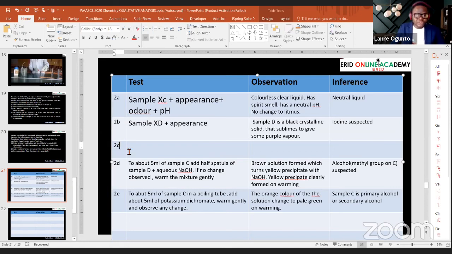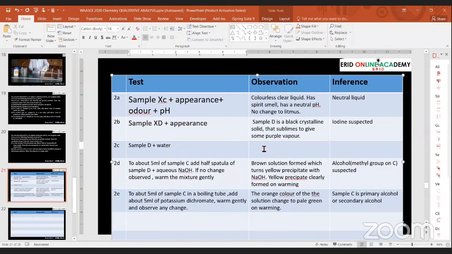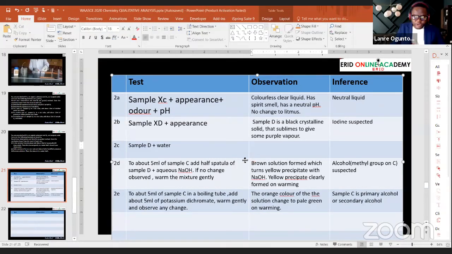So you have your 2C. 2C was your sample plus sample D, okay, plus water. Okay, sample D plus water. Okay, are you done writing your table? Are you done with the table?